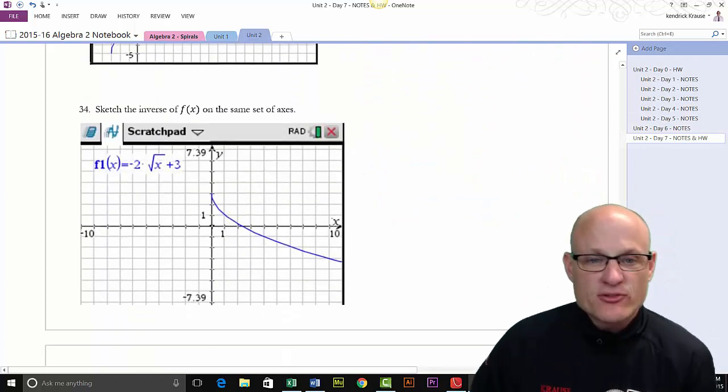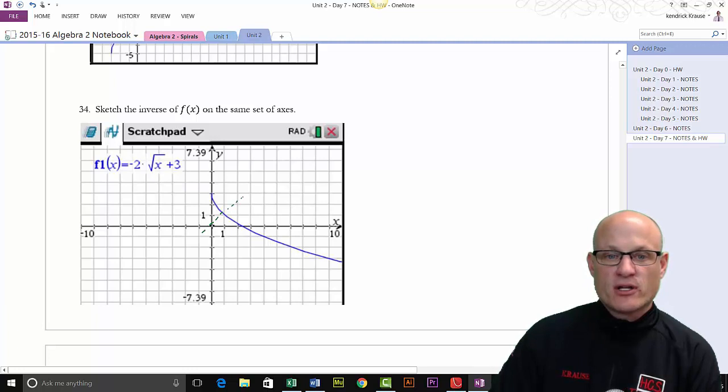All right, sketch the inverse of this function. So again, inverses are a reflection over the line y equals x.